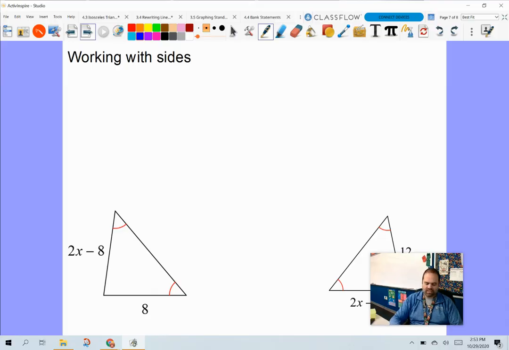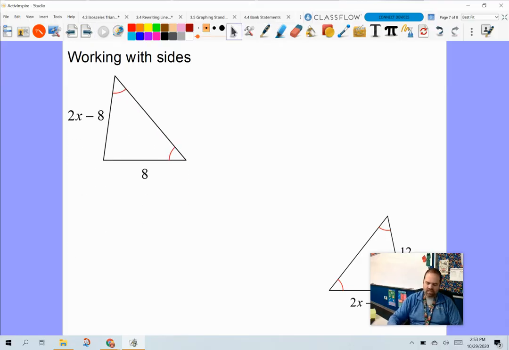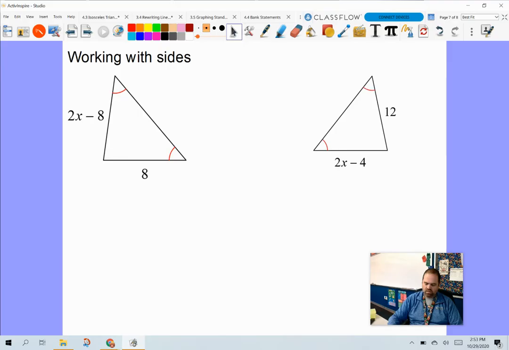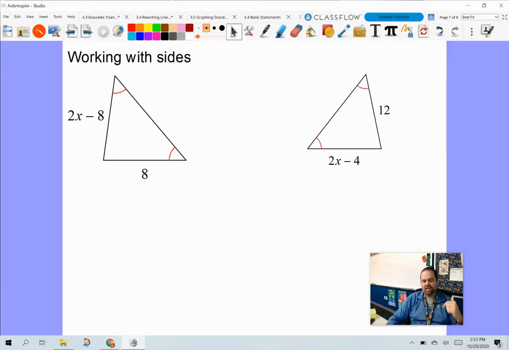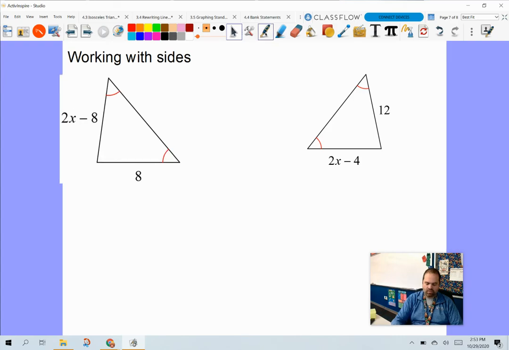All right, moving on with the sides. In these triangles, again, I have these equal angles down here at the bottom. I've got these angles marked. That means that these sides off of those angles are the same measure. So what that's going to allow us to do is set up a very straightforward equation that says, hey, this left-hand side is the same as the side on the bottom, and then you solve it.